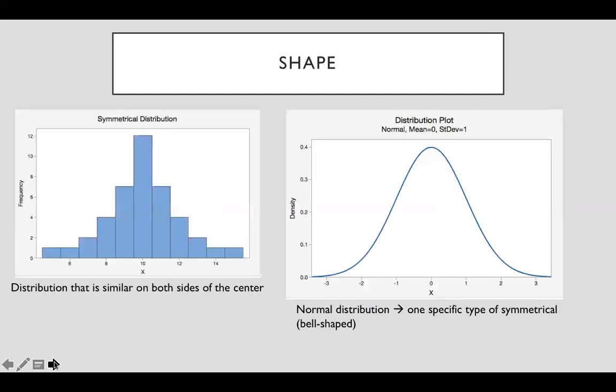So shape is something that's very important. Here we have a symmetrical distribution and a normal distribution. On the left, our symmetrical distribution is similar on both sides of the center. And then our normal distribution on the right is a type of symmetrical distribution, but it's more bell-shaped. Our standard normal distribution will have a mean of 0 and a standard deviation of 1.